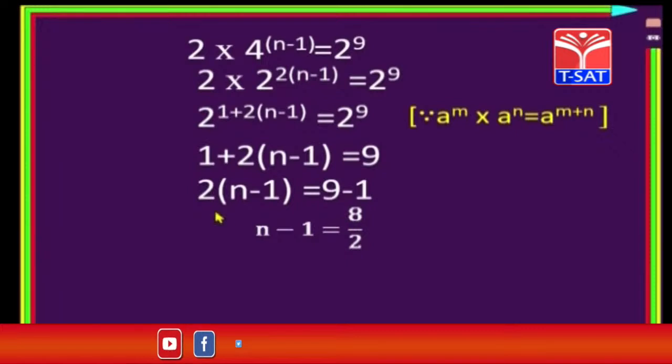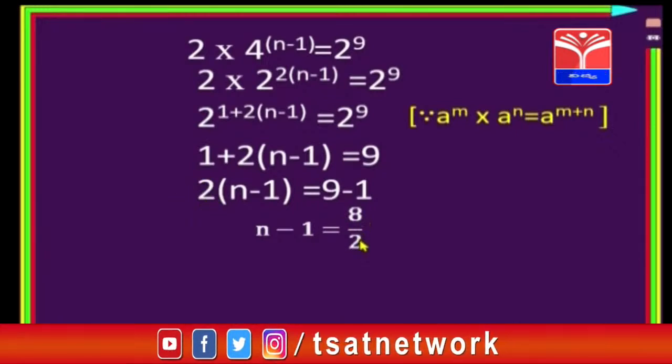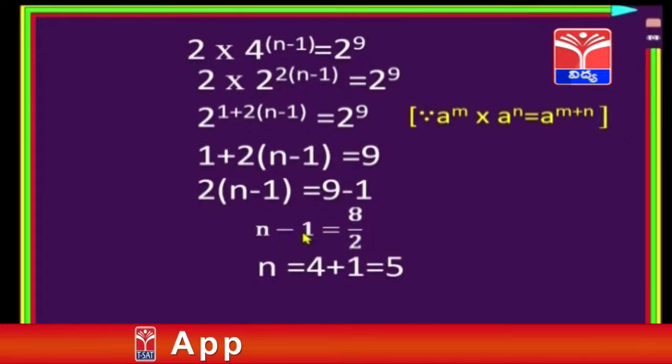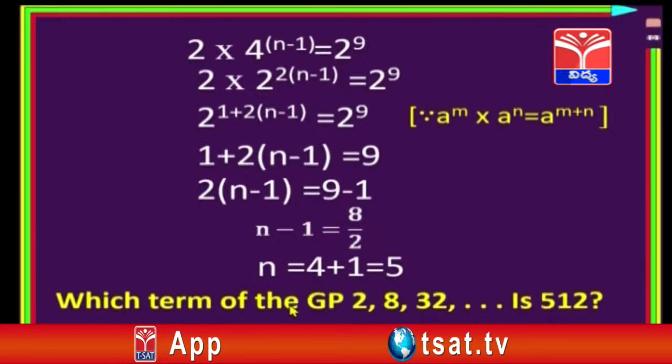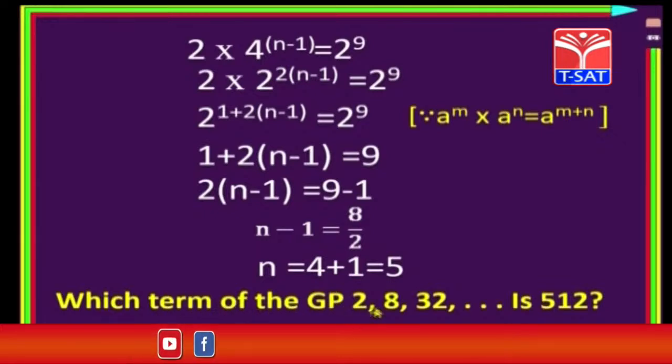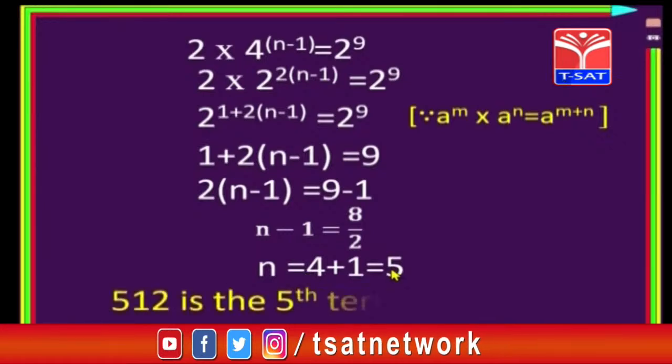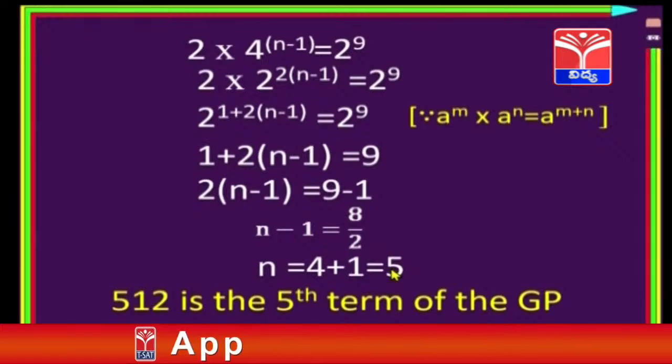which is nothing but 8. Bring to the right hand side, 8 by 2 becomes 4. So n minus 1 is equal to 4, bring minus 1 to the right hand side, we will get n is equal to 4 plus 1, which is equal to 5. So what is the question actually? Which term of the GP is 512? So we got n is equal to 5, right? So the fifth term of the given GP is 512.